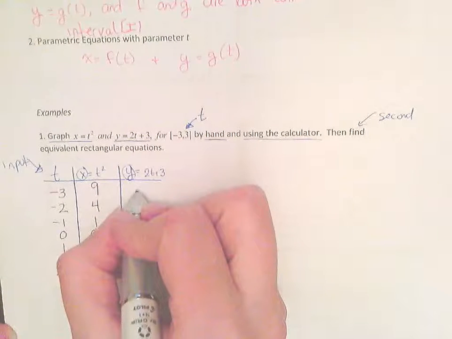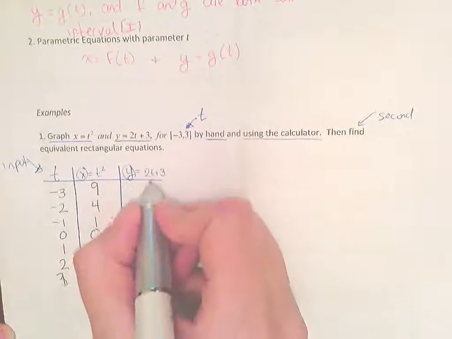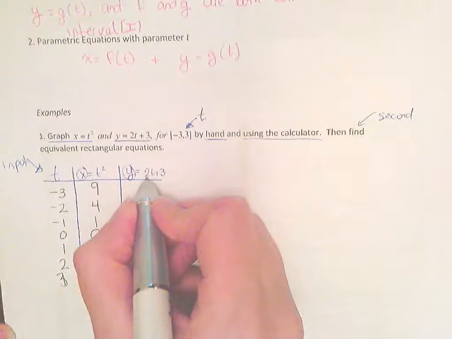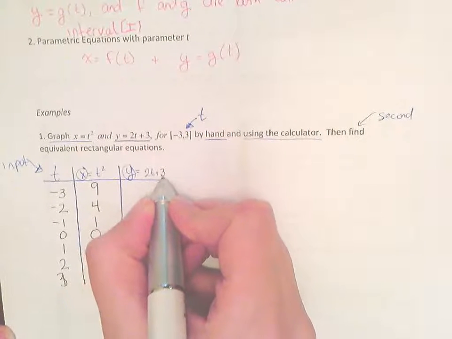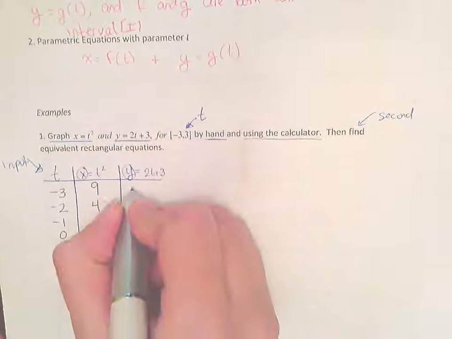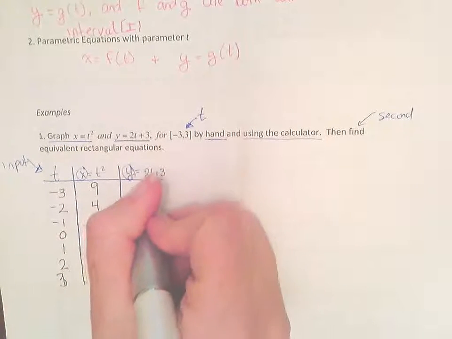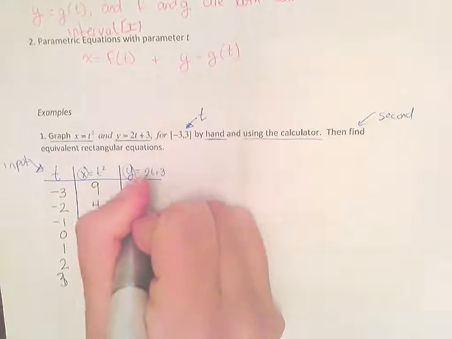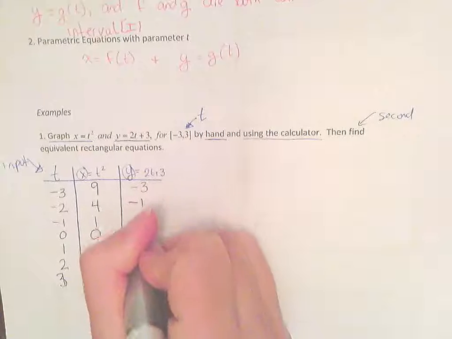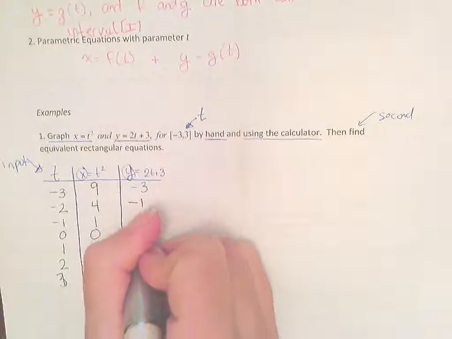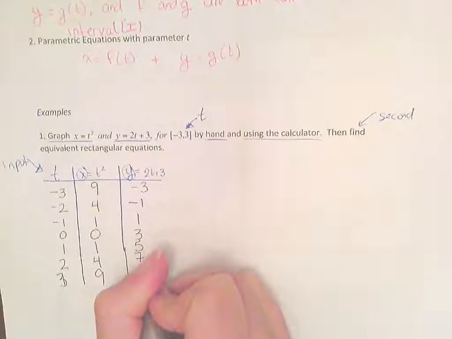And then for our y's, for our y coordinates, we're going to plug in 2 times negative 3, which is negative 6, plus 3. So that's going to be negative 3. 2 times negative 2 plus 3 is negative 1. And we're going to plug in the rest, and we end up with 1, 3, 5, 7, and 9.